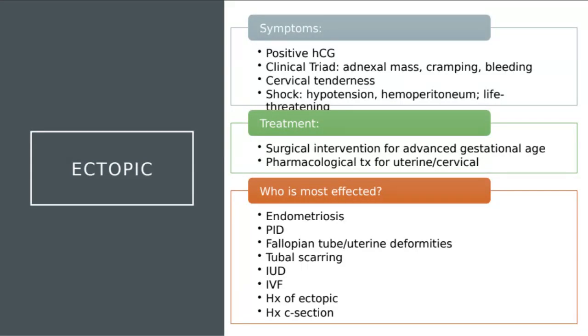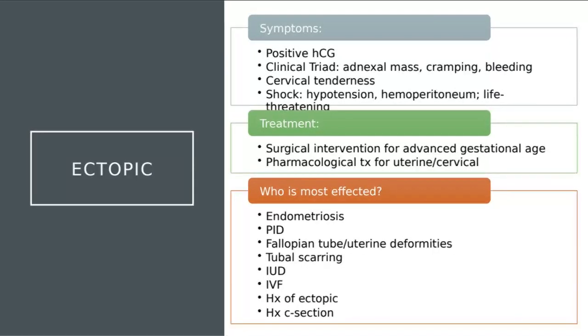But there are some options for pharmaceutical treatment, so you can take a medication to evacuate that pregnancy if it's located anywhere in the uterus or the cervical canal. So if we're talking about an ectopic that's in the fallopian tube, in the adnexa, in the ovary, in the abdomen, we're not using medication to evacuate that pregnancy. We're going in surgically to remove that.